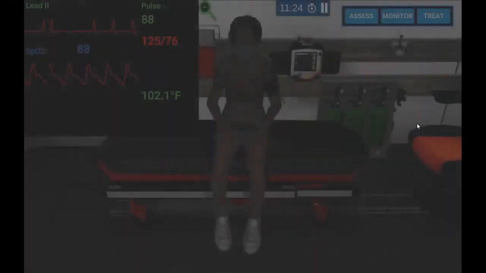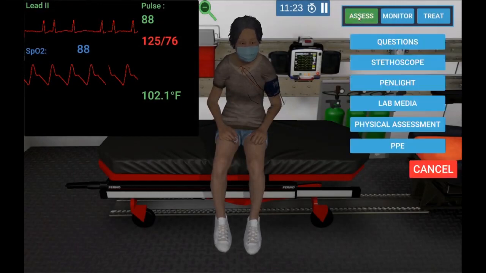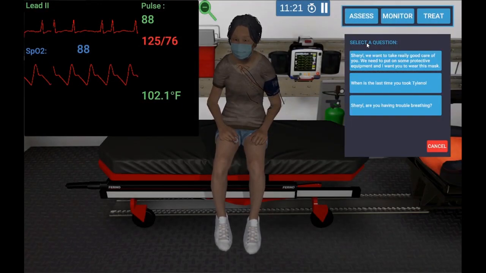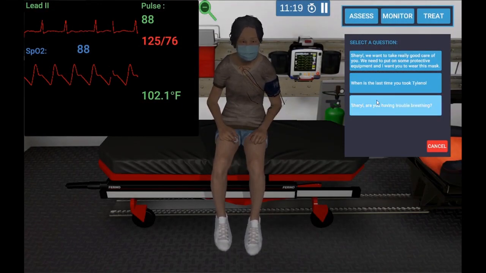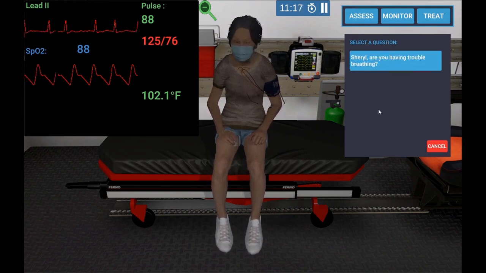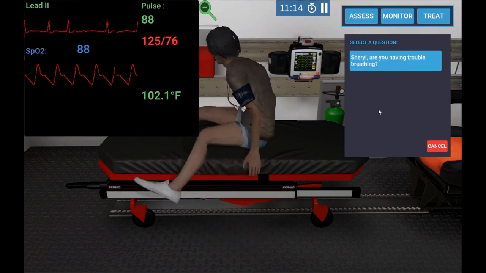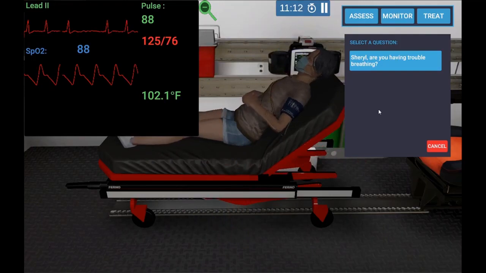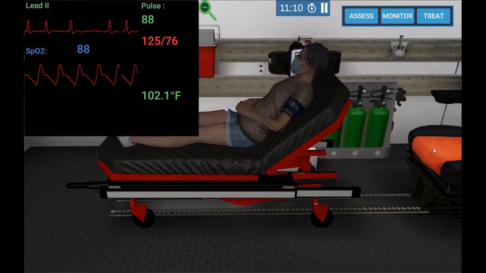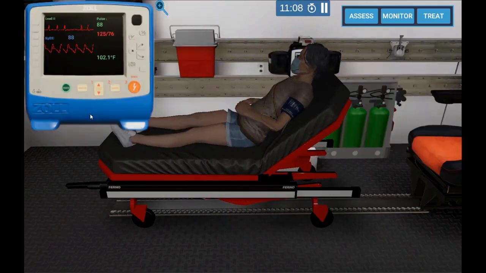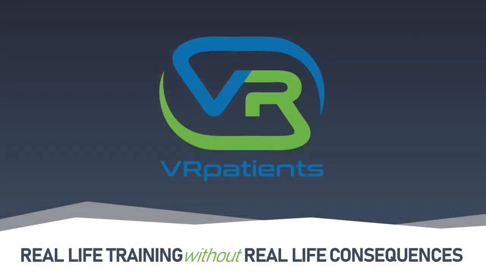After selecting to place the patient into the ambulance, the user continues to check up on the patient by asking, Cheryl, are you having trouble breathing? "I just can't breathe." The user has done all he can for Cheryl, and they're headed for the hospital. The case ends as another user experiences real-life training without real-life consequences.